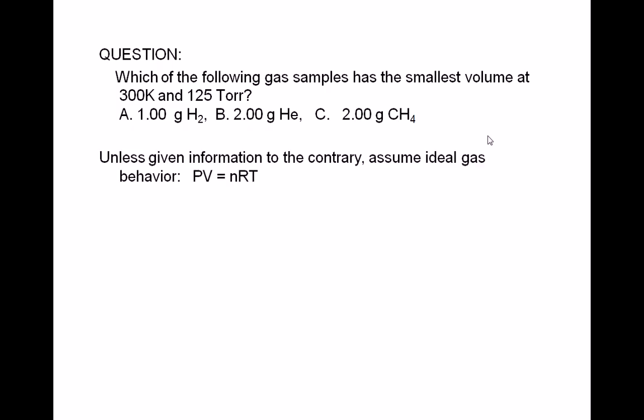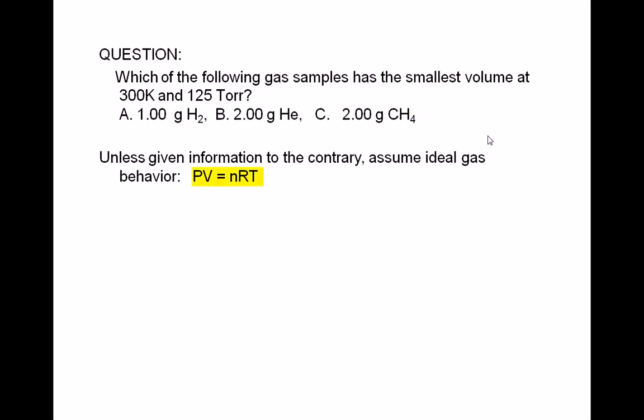Whenever we deal with quantities pertaining to gases, we can assume that the gas is behaving ideally, unless the question specifies otherwise or if information about deviation from ideal behavior is given. A sample of gas is said to be behaving ideally if it obeys the equation PV equals nRT. This equation is applicable regardless of the nature of the gas.